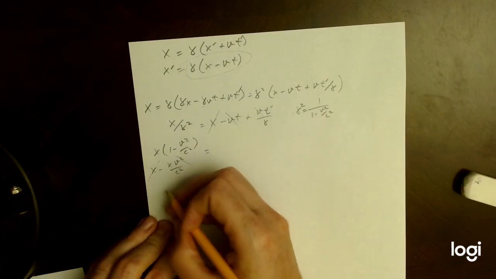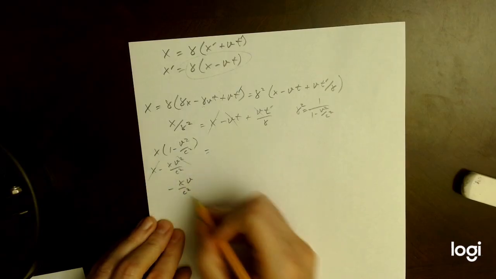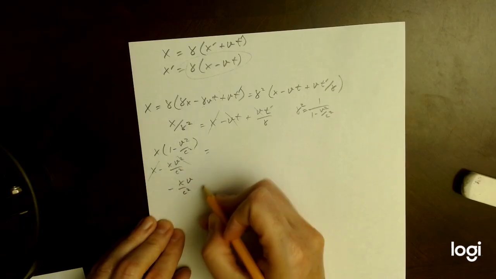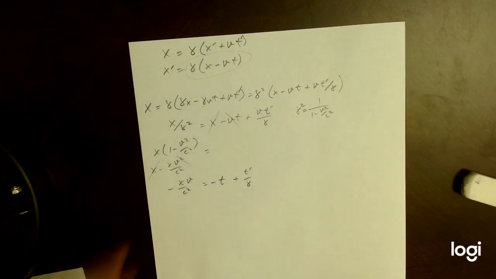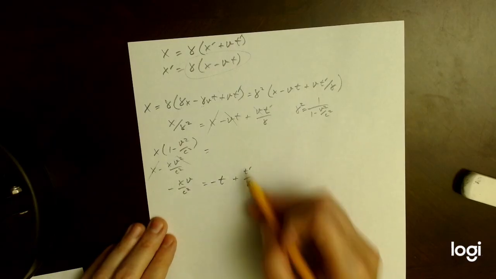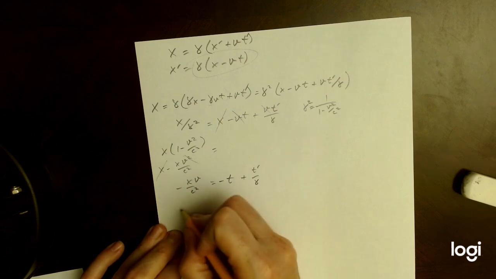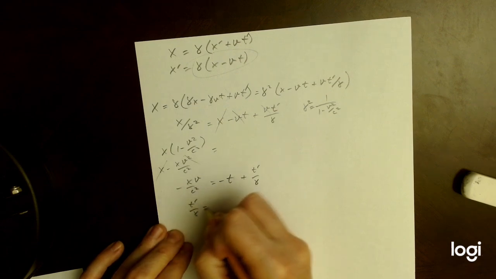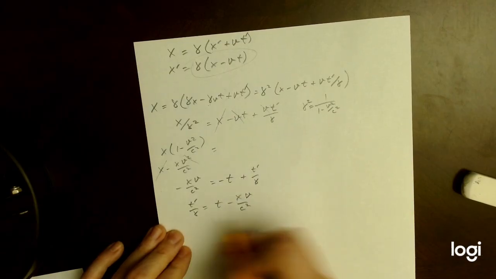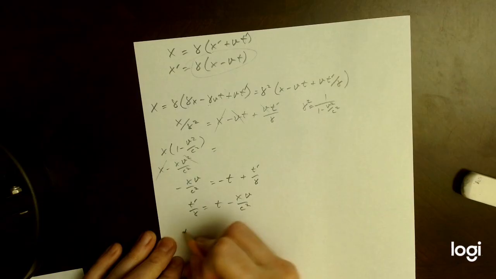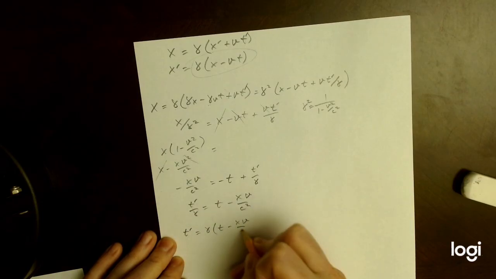So here, I did a lot of canceling there. So I'm just going to rewrite this so we are all on the same page. So this is now minus xv over c squared is equal to minus t plus t prime over gamma. And I want to solve, say, for t prime in terms of the other things. So I'm going to put the t to the other side. So t prime over gamma equals t minus xv over c squared. And finally, multiply everything by gamma again to get t prime equals gamma (t minus xv over c squared).